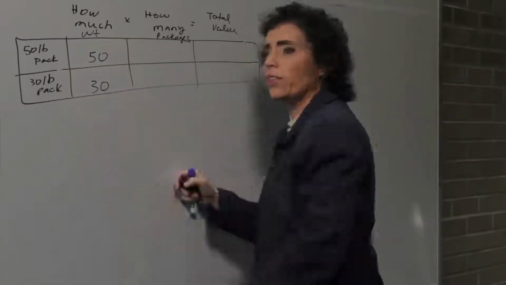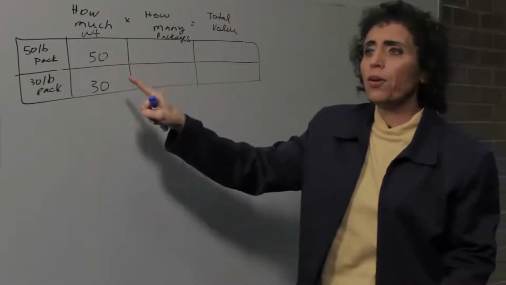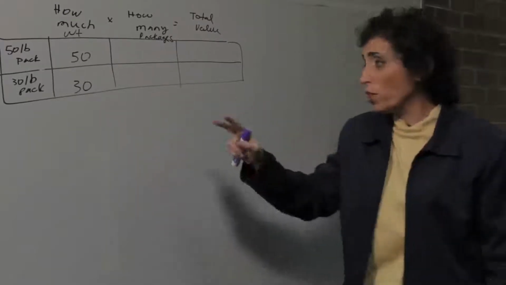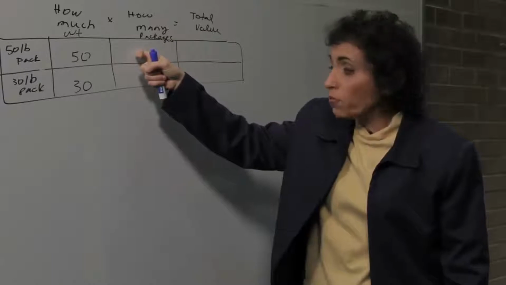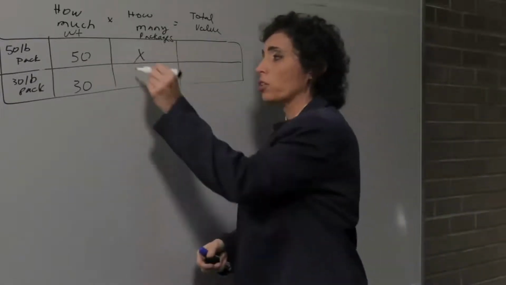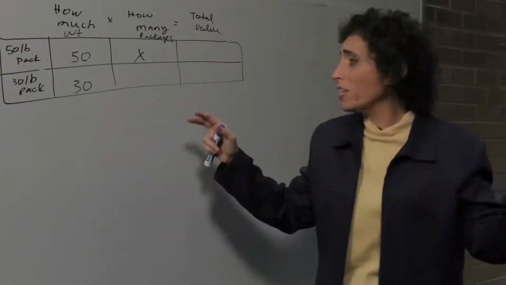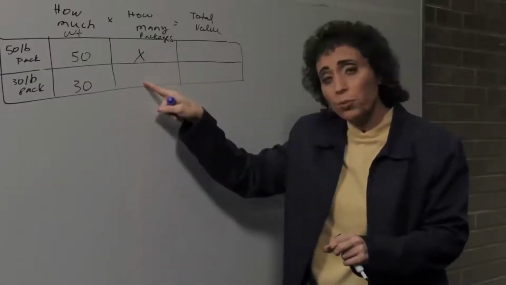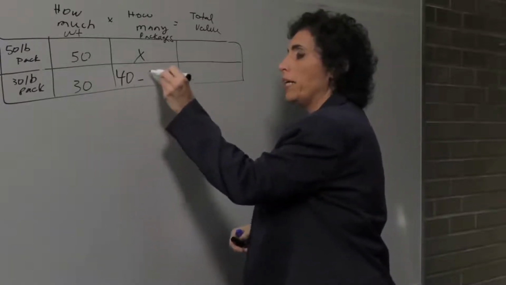This is 30. Now it says a small plane carried 50-pound and 30-pound suitcases. There was a total of 40 suitcases. So that's how many, but there's not 40 of these, so I can't put 40 in here. So somebody's going to have to be X, okay? Now, if there were a total of 40 packages altogether, and I've already used up X of them, how many did you put here? Well, that would have to be 40 minus X, right?